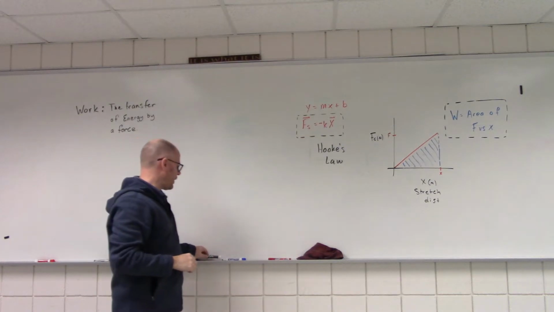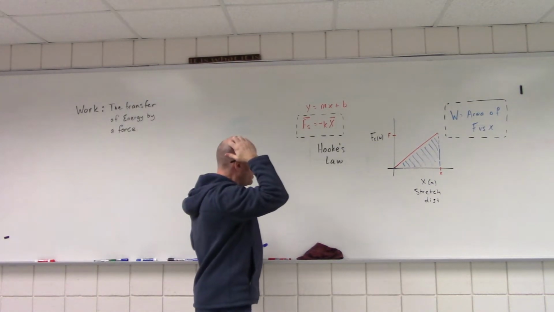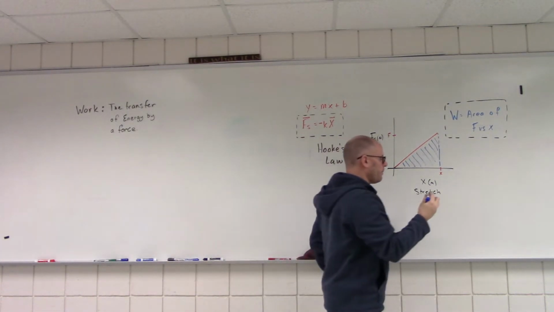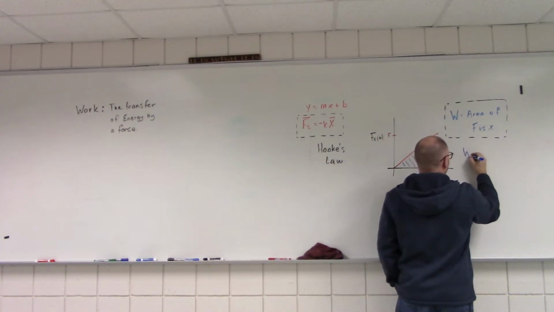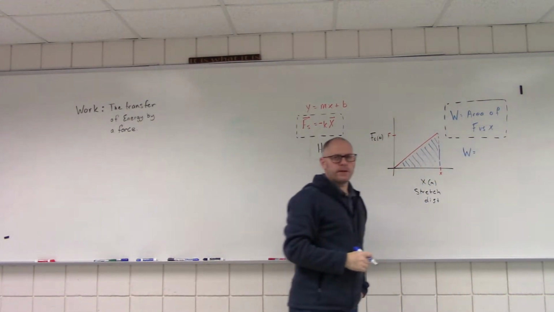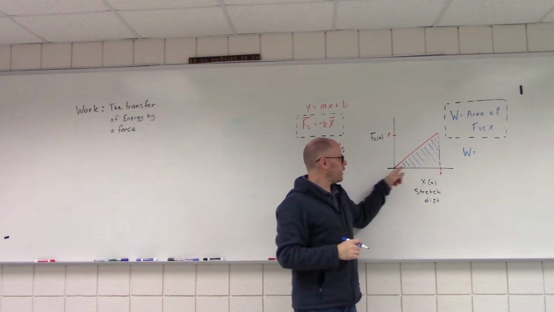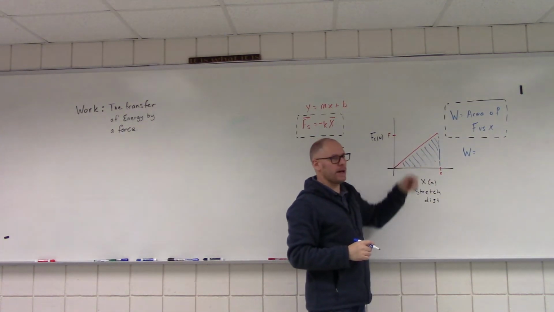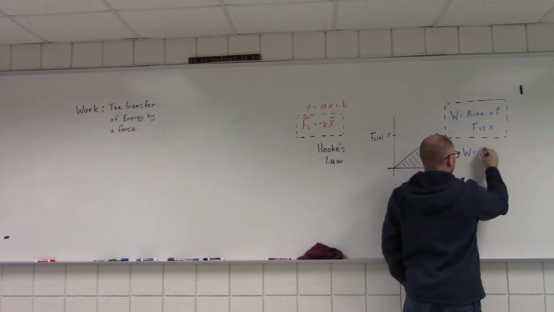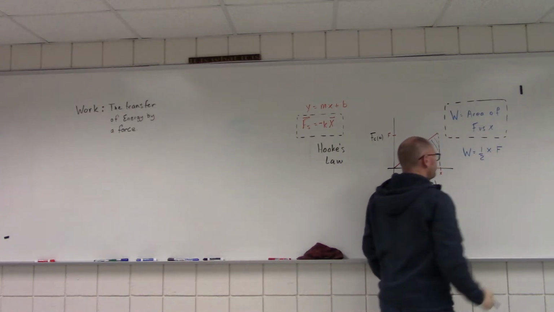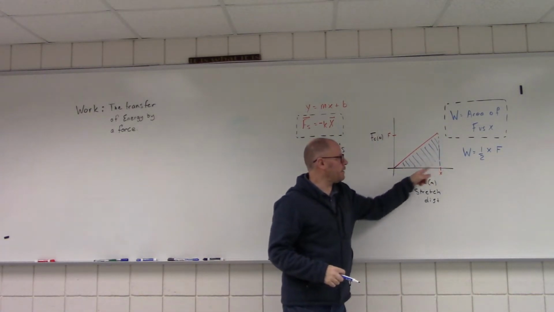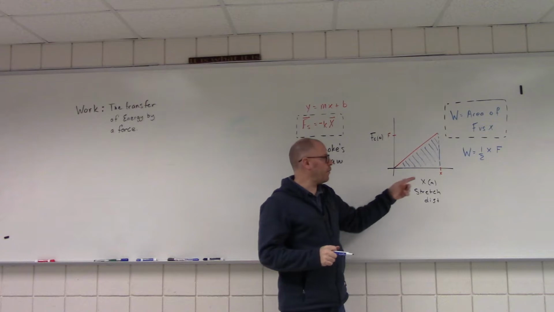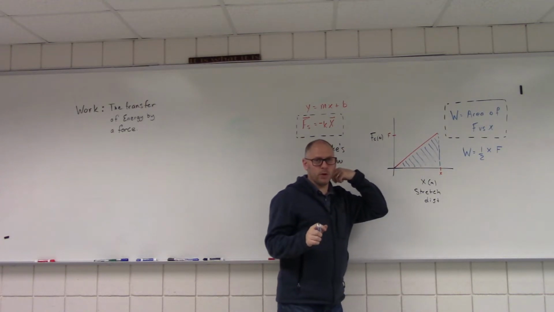But let's see if we can't work this out. So if this is our work concept, if work is equal to the area, what do I notice? This shape is a triangle, so how am I going to get the area of this? Well, one-half the base times the height. No problem, 1/2 xf.